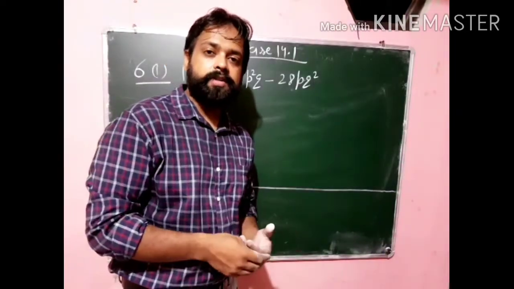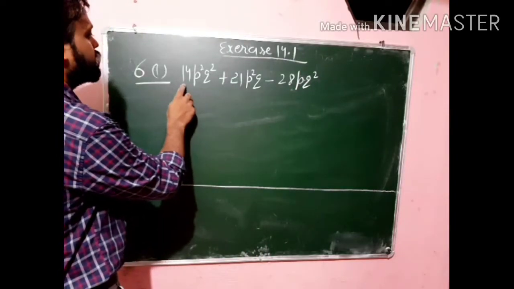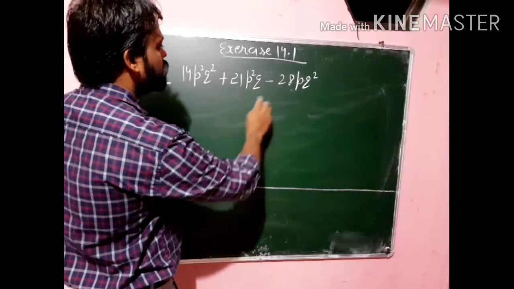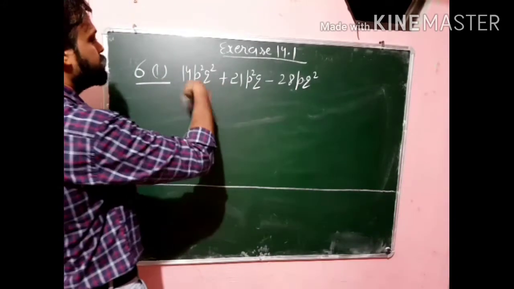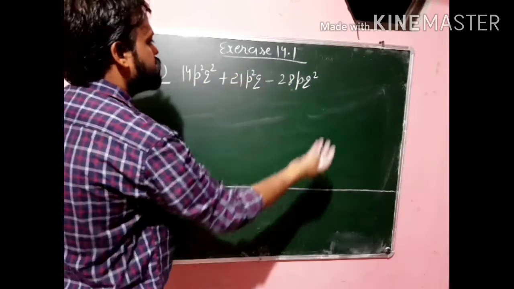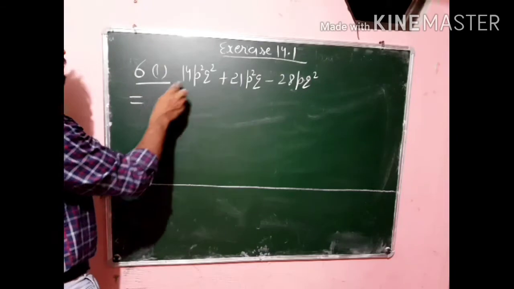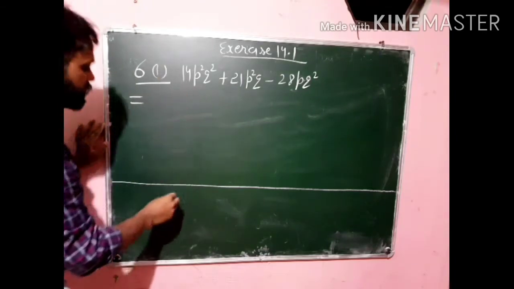So okay, now the first part of sixth sum. In this case it is given, that is 14p square q square plus 21p square q minus 28p q square. So again in this case we have to make the factors of each term. We have to follow the same steps. Okay, now see, here is 14, so we have to write down the factors of 14.